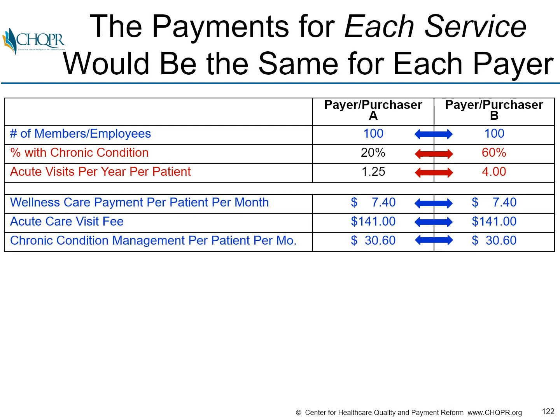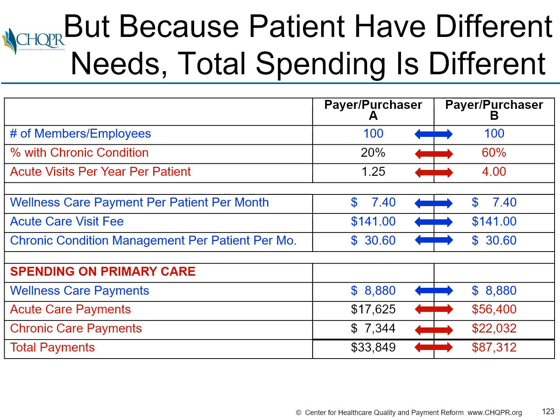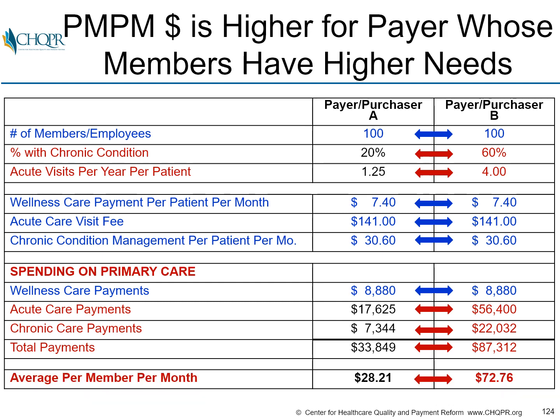Each payer would pay the exact same amount for each type of service the primary care practice delivers to the patients. However, payer B would spend a lot more on acute care and chronic condition management because more of its patients have acute problems and chronic conditions. As a result, payer B would spend more than 2.5 times as much for primary care on a per member per month basis as payer A.